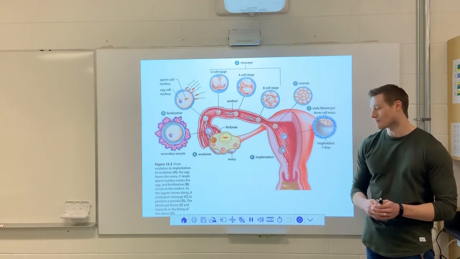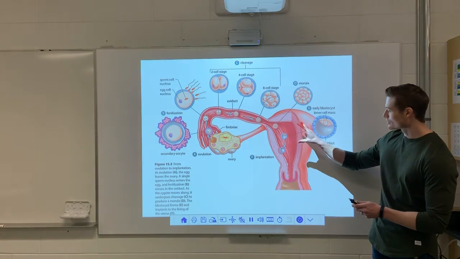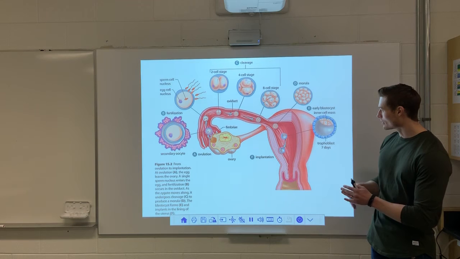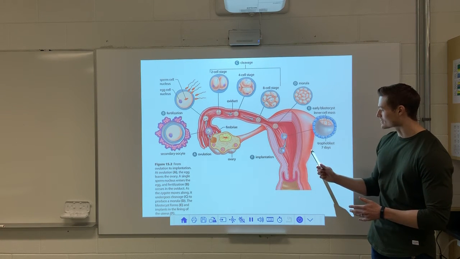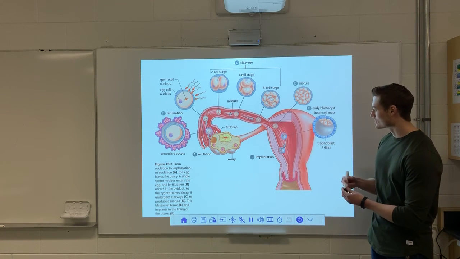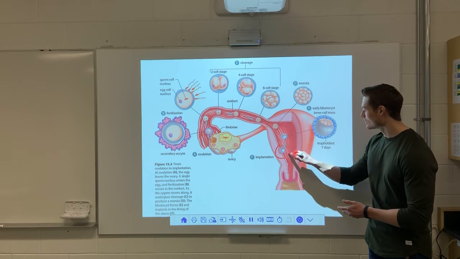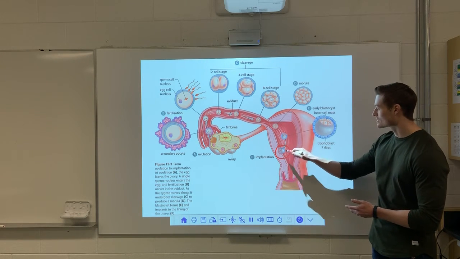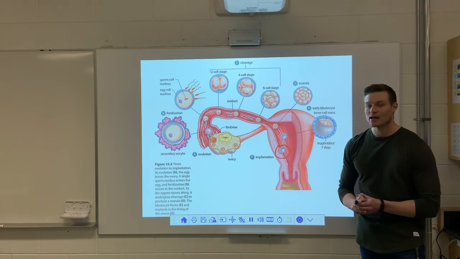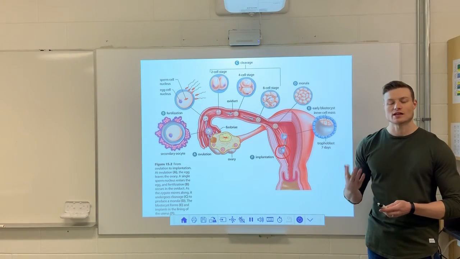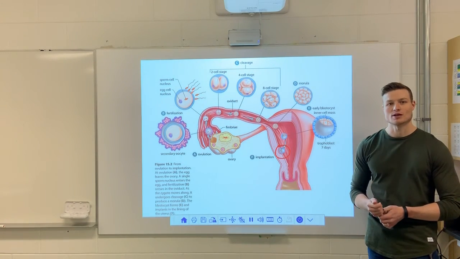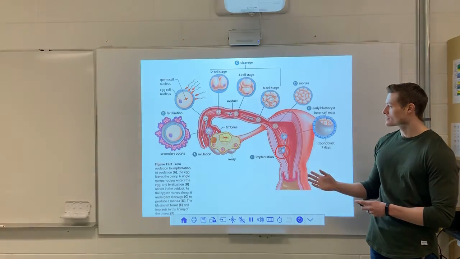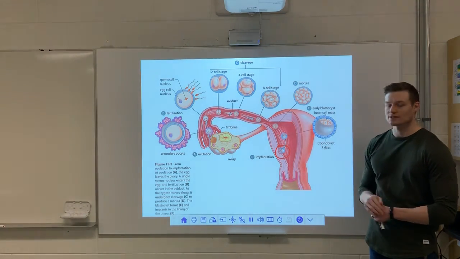Then, while it's in the uterus, it will kind of burrow up to one side of the uterus. It'll pick a side. It will implant itself within the lining, that endometrium, and then start to grow, get nutrients, and away we go. So that's the process of fertilization as well as implantation.